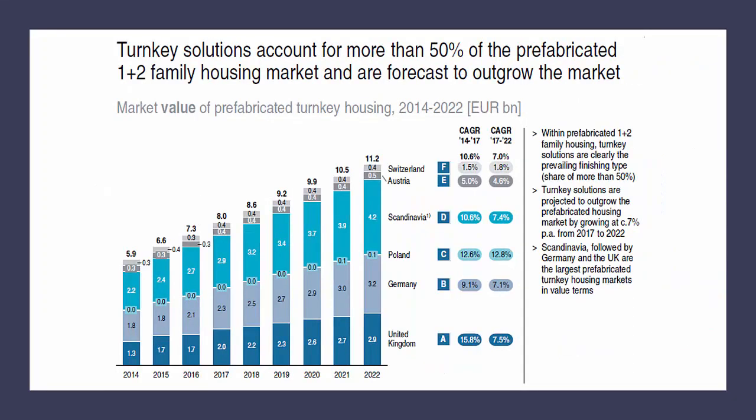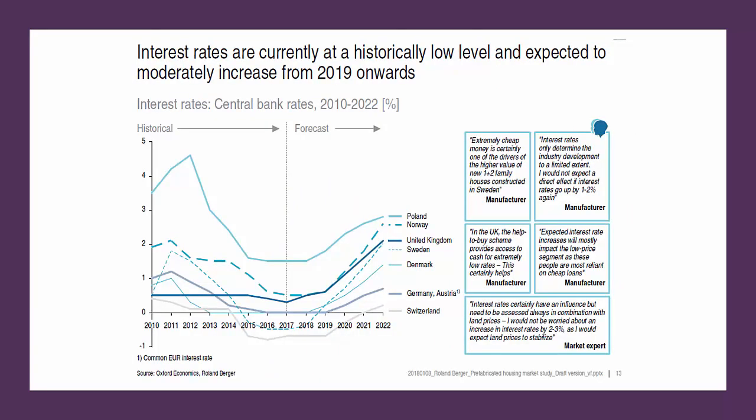Turnkey solutions as well, they account for more than 50% of the prefabricated 1 and 2 family housing market in Europe and are forecast to outgrow the market in general. So again, another indication that these turnkey solutions, in which you can simply turn the key once you're finished and everything is ready to go, everything is all there for you, are becoming increasingly popular and already account for the majority of the prefabricated detached and semi-detached housing market.